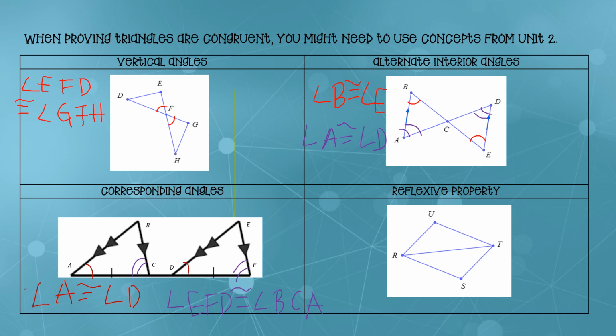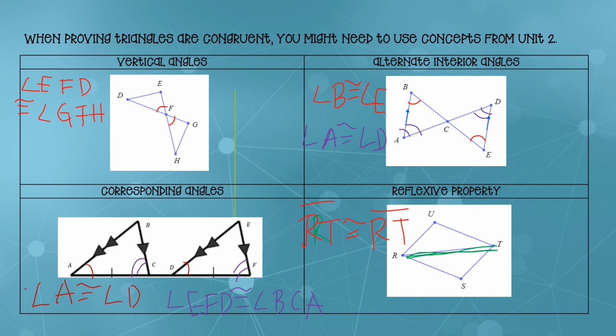The last piece of information is something you haven't learned yet, but it's called the reflexive property. The reflexive property happens when, and it can happen with angles, but we won't really see that until the next unit, it's when a side or an angle is shared in both pictures. So in this picture, RT is a part of both triangles. So that means RT has to be congruent to itself, which should kind of make sense.